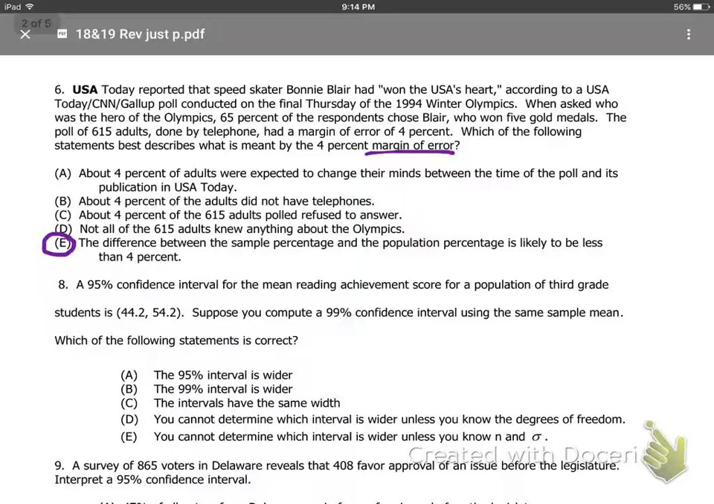Okay, so we have a 95% confidence interval is this below, and they want to know which of the following is correct. Well, if we have a 99% confidence interval, my z-score increases. So if my z-score increases, my margin of error increases. So I know that A is wrong, B is correct. The intervals do not have the same width, and you cannot determine it. The answer is B.